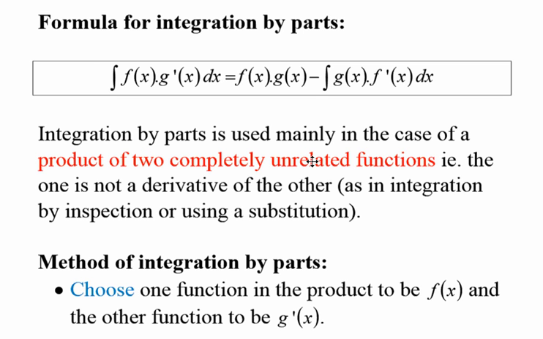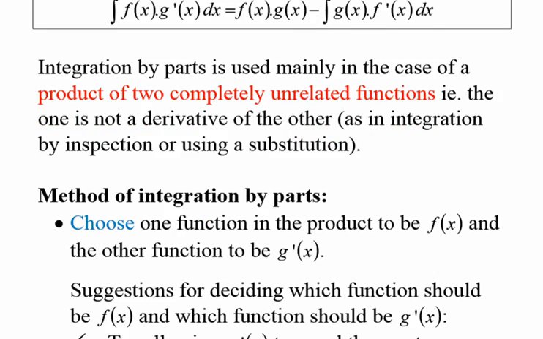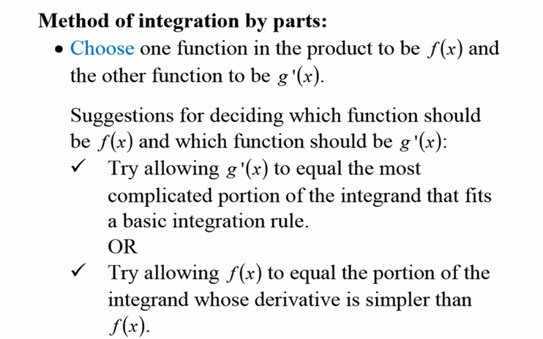Now, integration by parts is used mainly in the case of a product of two completely unrelated functions. We've had products before, but we've been able to see a composite function and the derivative of the inner function. That's what we did with integration by inspection or by using substitution. But here we have two completely unrelated functions, and these other methods aren't working for us. We can try integration by parts. I'm going to briefly go through the method, but then I'll revisit it as we do an example, because then it makes a bit more sense.